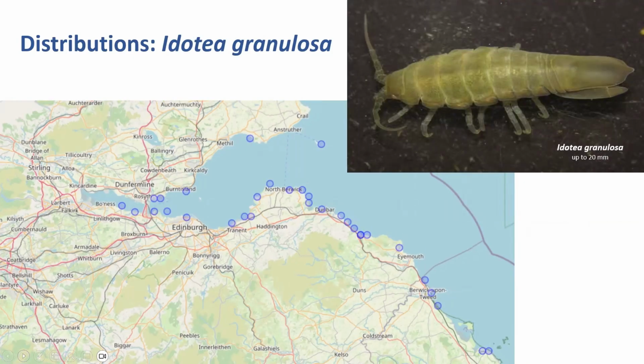This is one of our common species, Idotea granulosa, quite a big species. You'll find it under bladder wrack on rocky shores all through the area. It seems to stop just before Bo'ness, and I haven't been able to find it there, but that's because of the lack of hard shores, I suspect. It's very commonly recorded in the whole area, so look out for that one. And again, I've got a video on YouTube you can look at.